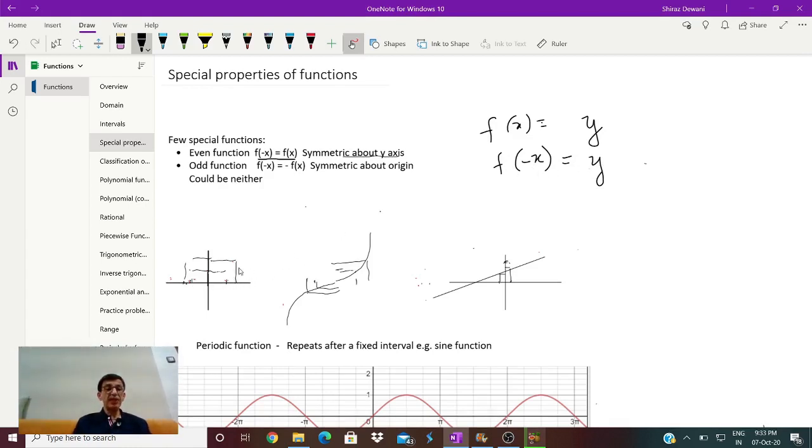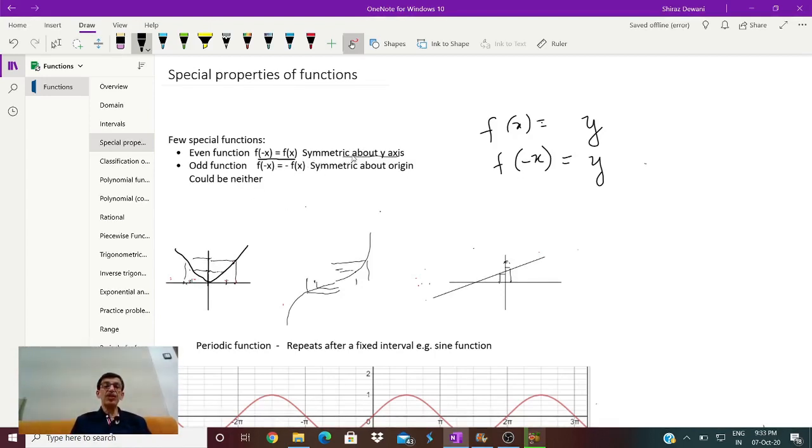For example, suppose there is an x-axis and a y-axis and there is a graph. Now for this value of x, you have this value of y. For minus x, again you have the same value of y. Now over here, for this value of x, you have this value of y, and for minus of this x, again you have the same value of y. So when this happens, it is known as an even function.